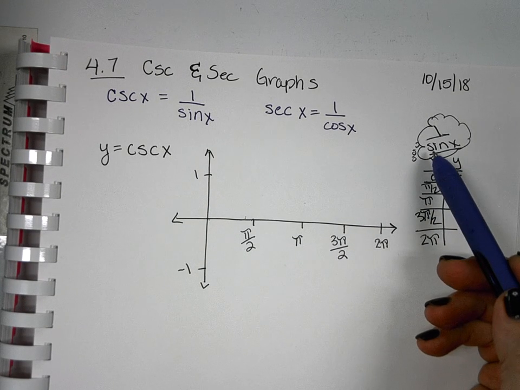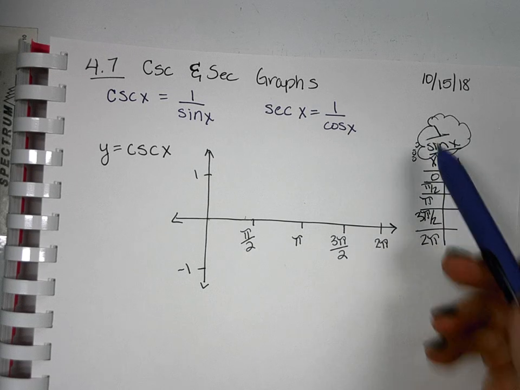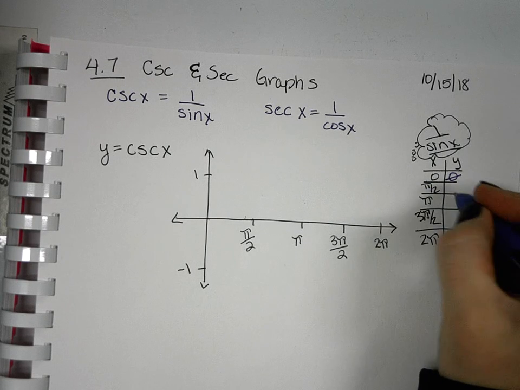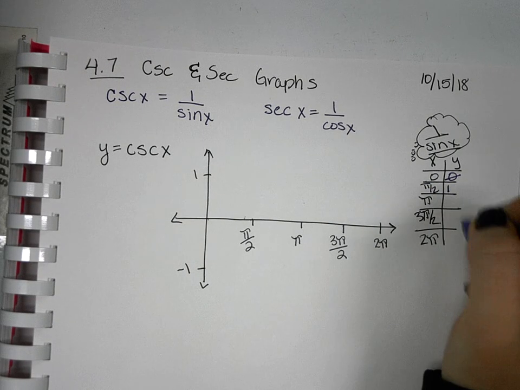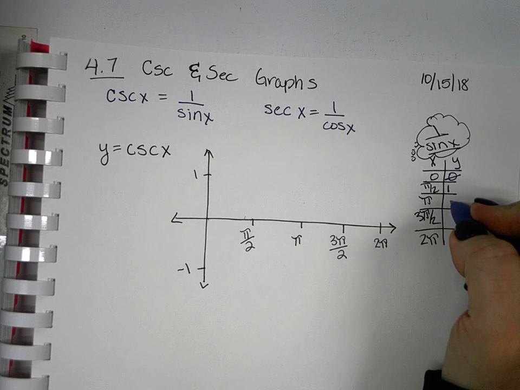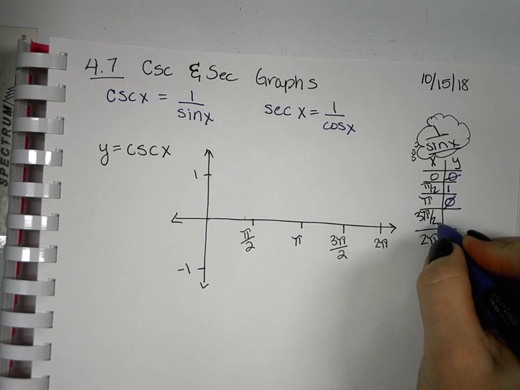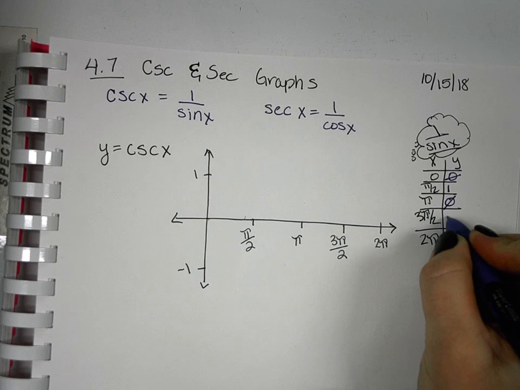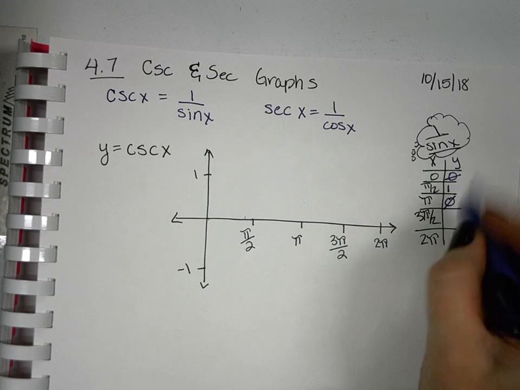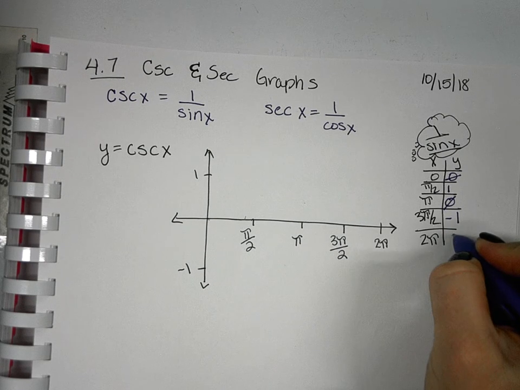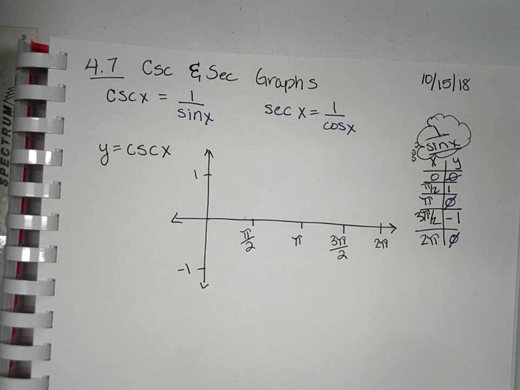Pi over 2. Sine of pi over 2 is 1. So the reciprocal of 1 is 1. Sine of pi is 0, so the reciprocal of 0 is undefined. Sine of 3 pi over 2 was -1. 1 over -1 is -1. And then sine of 2 pi is 0, so the reciprocal of 0 would be undefined.